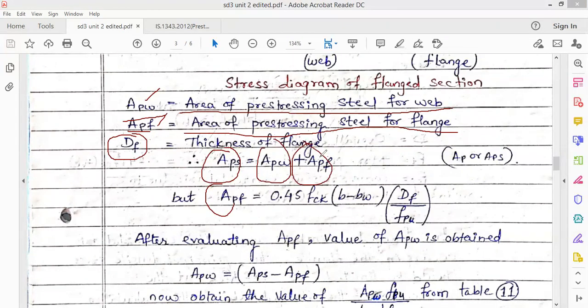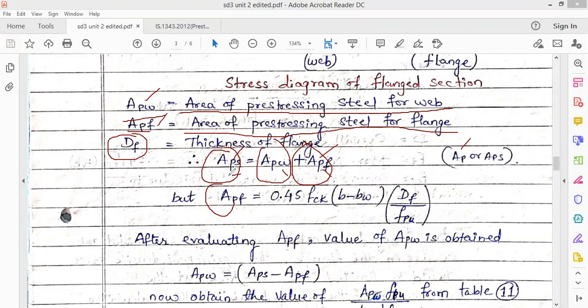As I said, APF we will be calculating. Instead of writing APS, I can write AP also. There is no problem here. It is the area of pre-stressing steel, APS, or it may be AP. I can just write it as AP. So here I need to calculate APW, and I need to calculate APF, to obtain the totals.